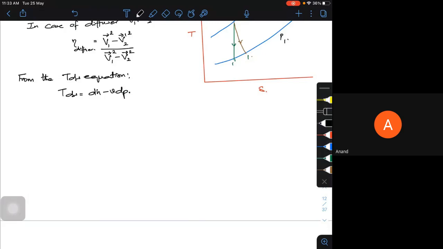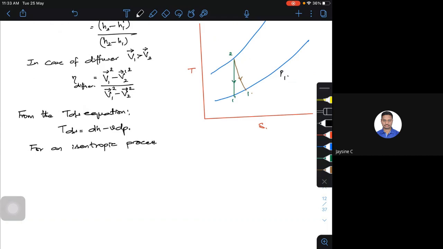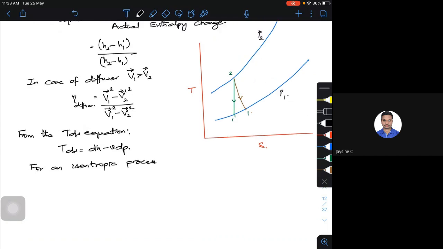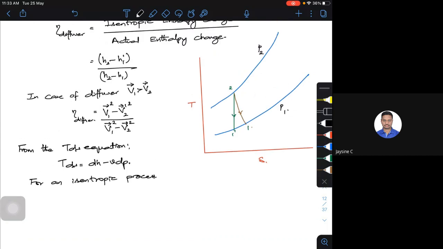So for an isentropic flow, process or a flow. Efficiency of diffuser: this should have been V1 dash square minus V2 square. Just see, V1 dash is for isentropic. So it would have been V1 dash square minus V2 square divided by V1 square minus V2 square.